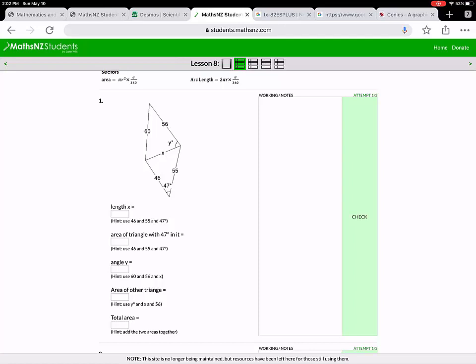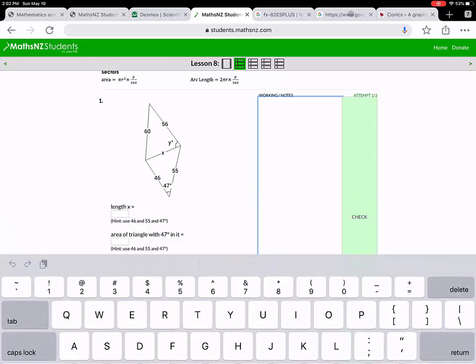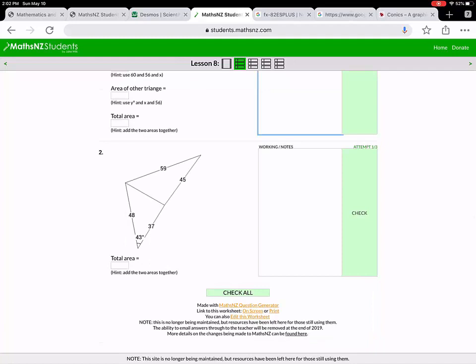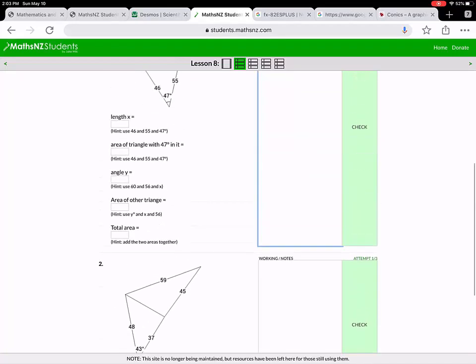As I did, and I talked through it, I said, step 1, you do this first, then 2, then 3, then 4. These problems here, these first ones, do exactly the same thing. They walk you through. They say first find length x. Then they say find the area of the triangle with the 47 in it. And they ask you what to find, and then you click on check, and it'll check your answers for you. If you are doing achieved only, I recommend that you do the first 2 pages.